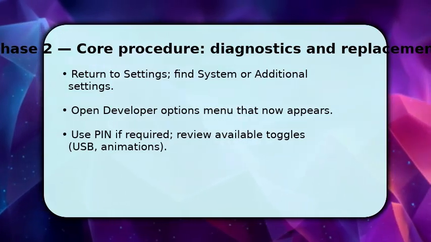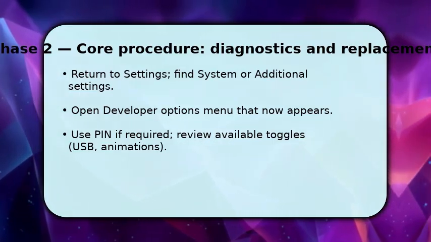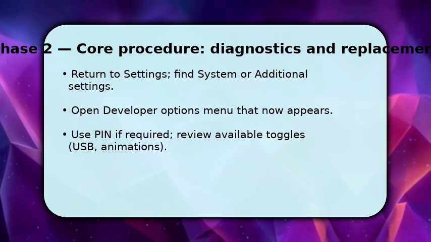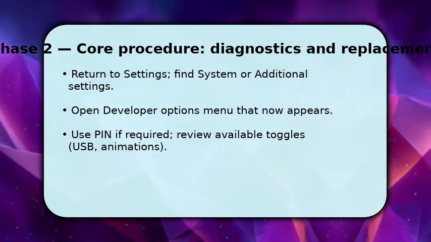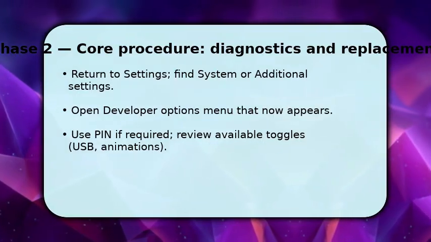Tap into Developer Options and authenticate again if the system prompts for your PIN. This secures sensitive settings. Scroll slowly to find USB debugging, OEM unlocking, and animation scale settings. Each toggle has implications, so read the short description.